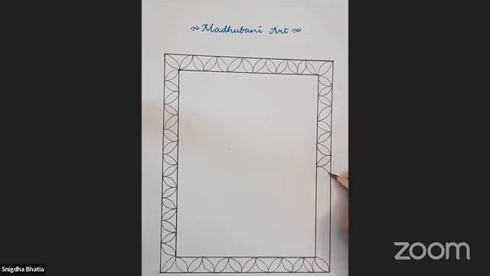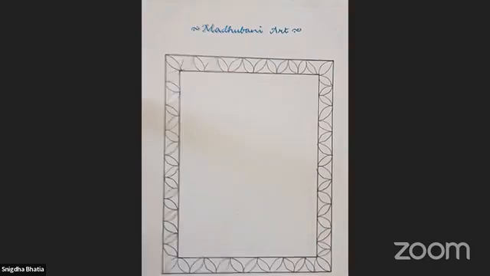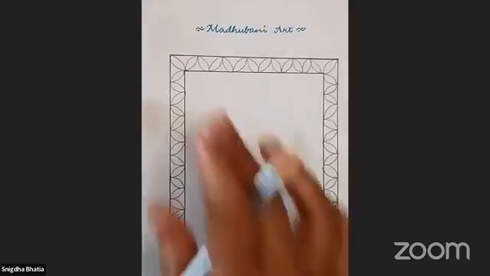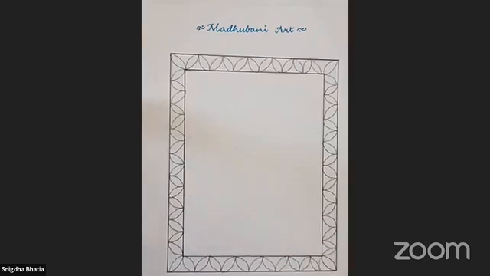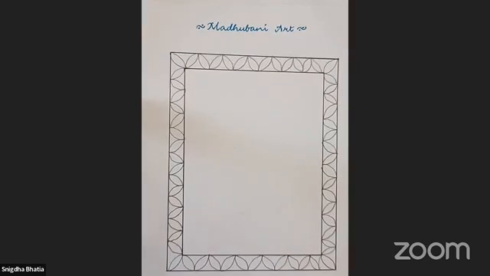So all different types of motifs are used in Madhubani art. They also use heavenly bodies like the sun and the moon. They use a lot of flowers, leaves, animals in their paintings. So this is the basic border that we are going to create on the four sides. And then we will move on to your main painting, where we will be recreating the lotus flower in Madhubani style.